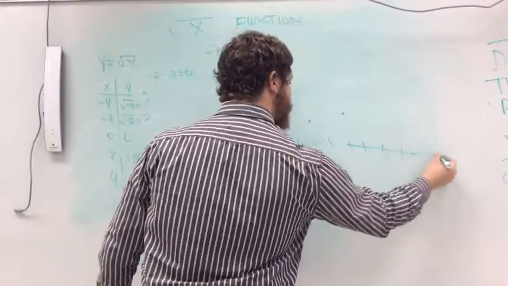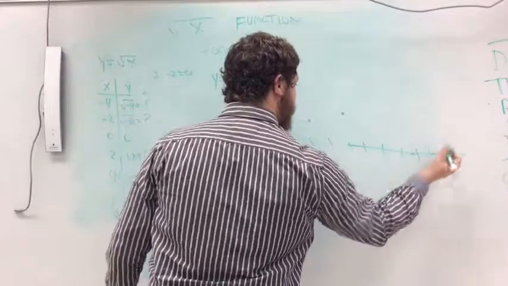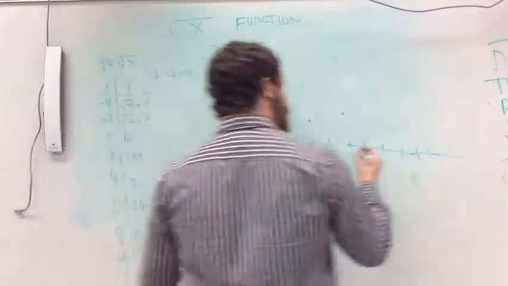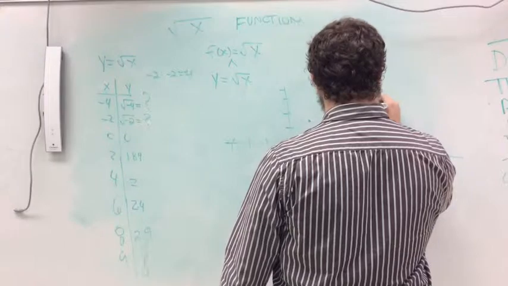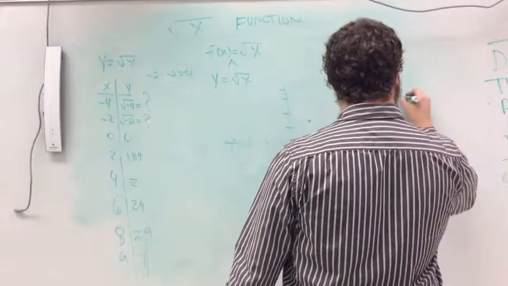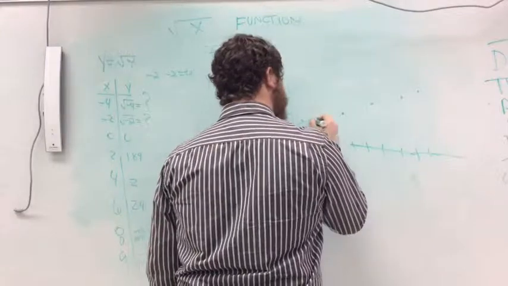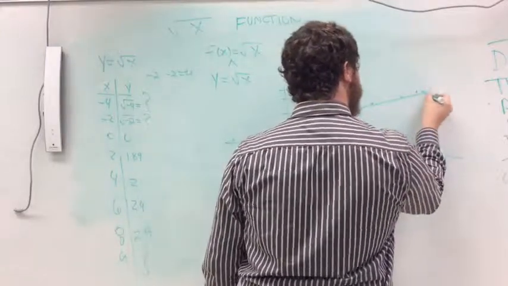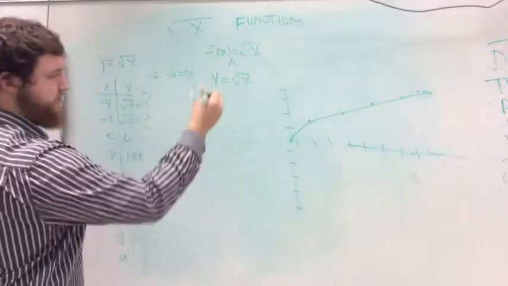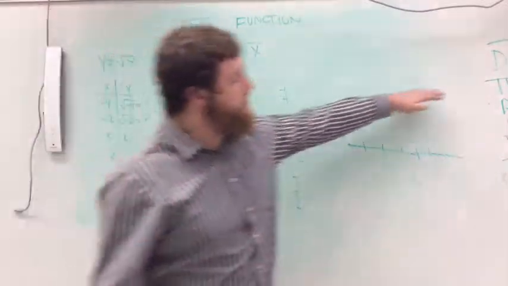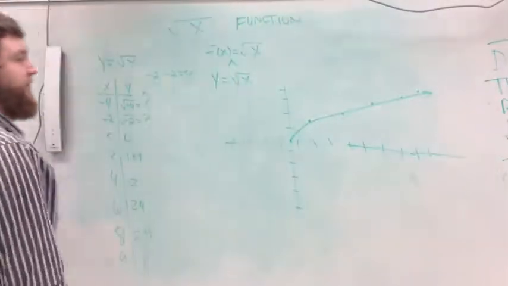6, I can graph a 2.4. 8, I can graph 2.89. 9, I can graph 3. So what I do is this. Okay. It kind of swirls out, but it continues growing just really, really slow.